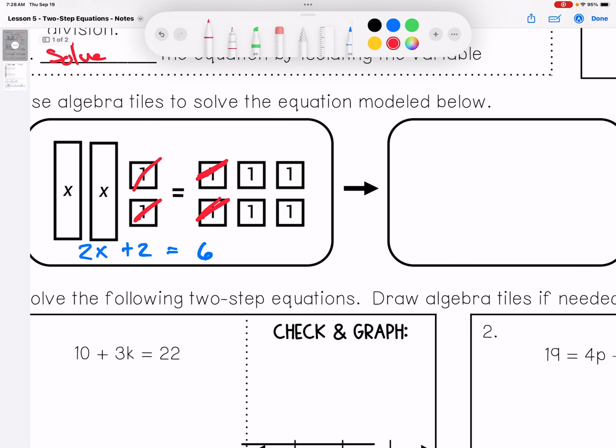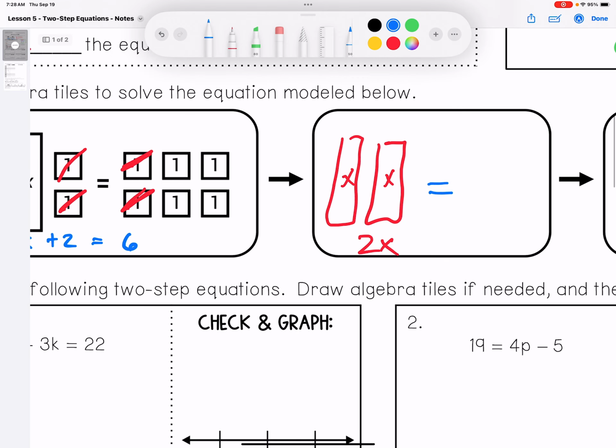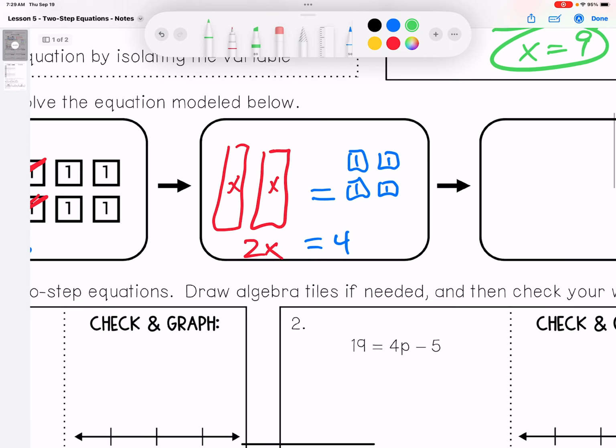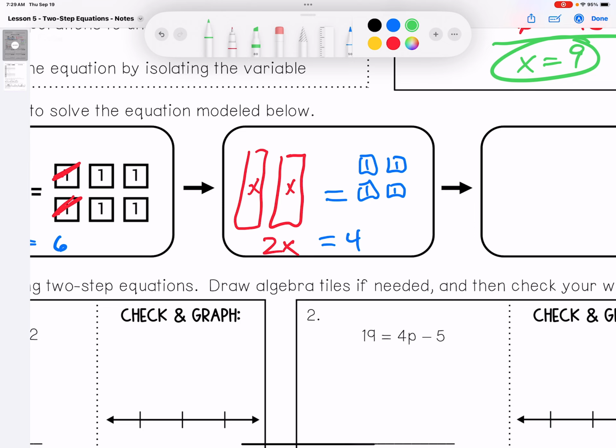So now you're left with 2x, so we're actually going to draw it, which is 2x, right? Equals, and then what are we left on the other side? 4 ones. Yes, I want you to draw it. So 2x equals 4. Now, on the next one, you have to make those x's equal pairs with those 4s. So if you were to split them up, these 2 would go with that one, and these two would go with that one.